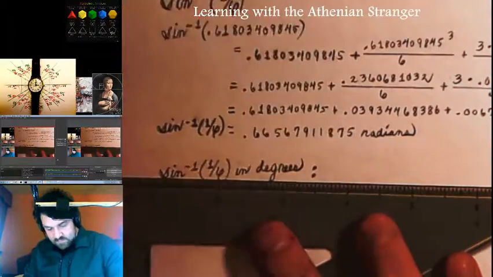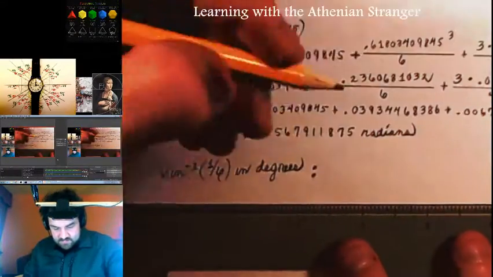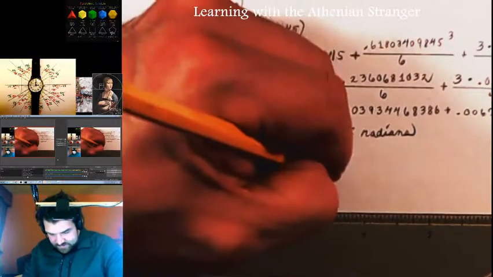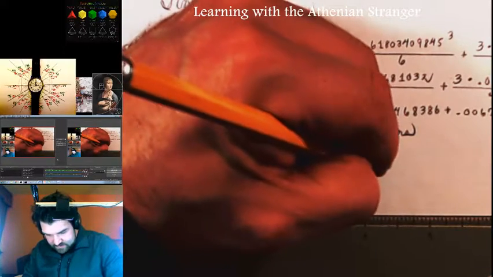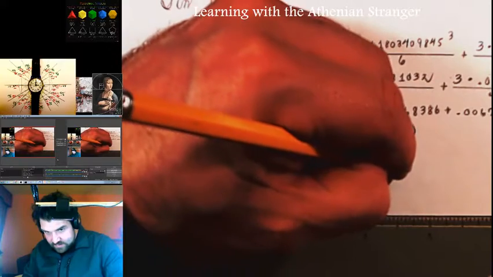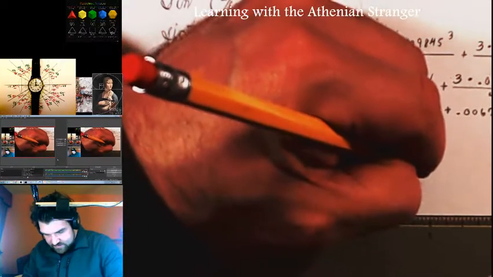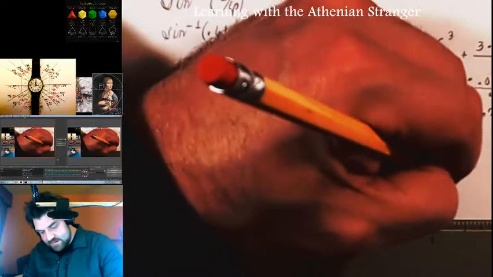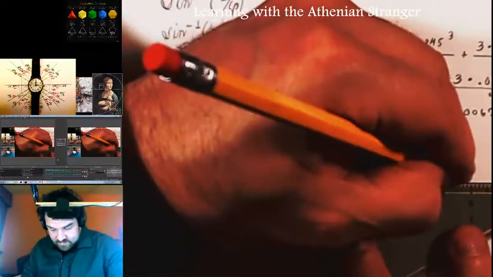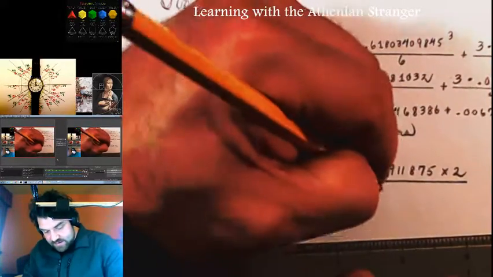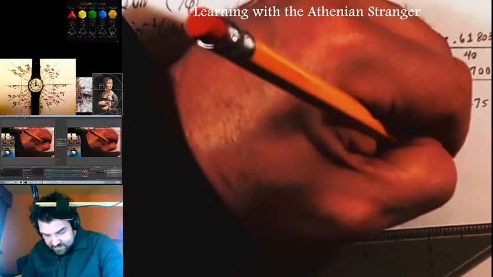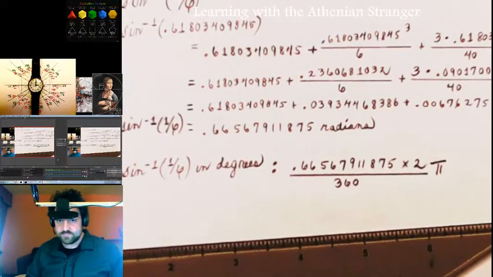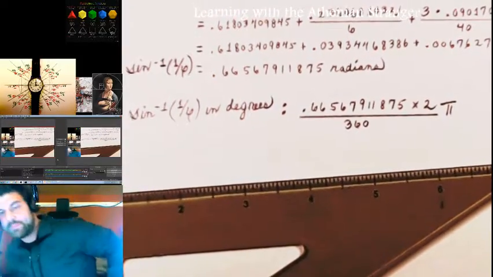Here's how we do it. We take that radian measurement right there, which is 0.66567911875, and I multiply that times 2. That whole thing is divided by 360, because there are 360 degrees in a circle, and then all that is multiplied by pi. Okay, so let's see what we get.